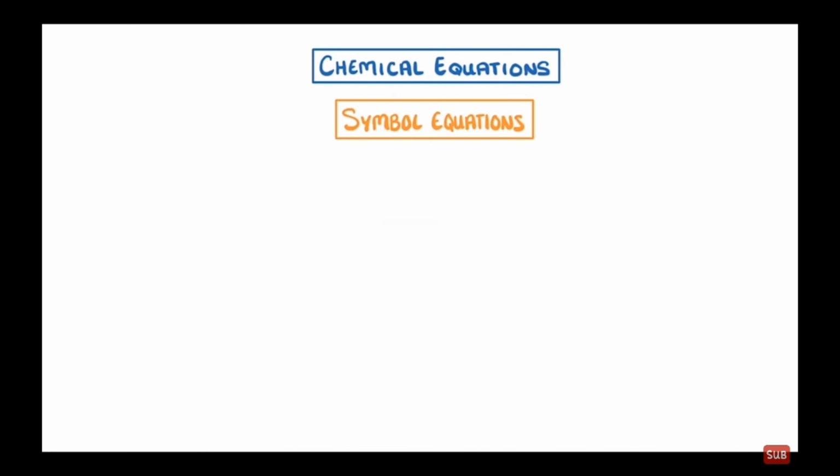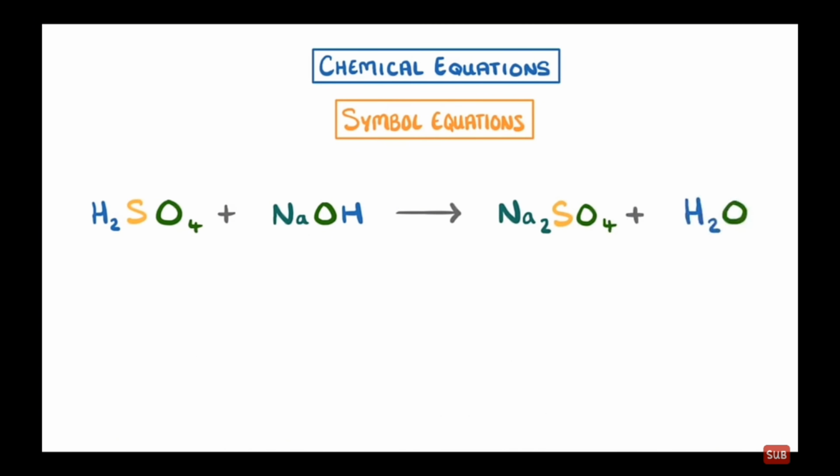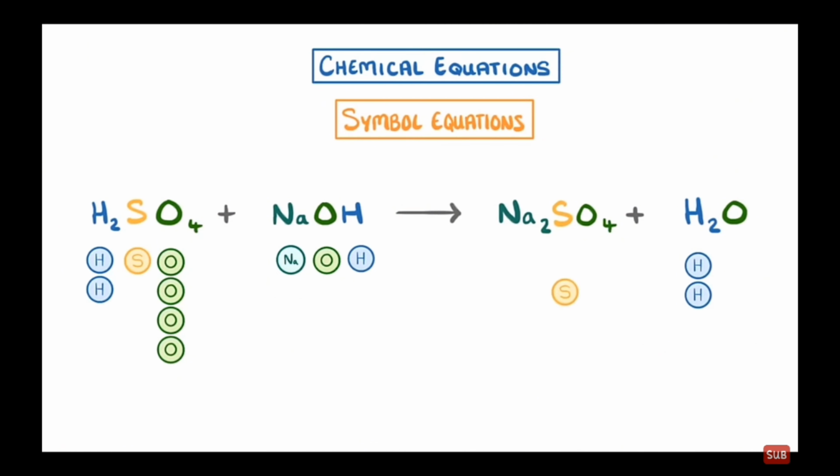Let's quickly try one more example. Sulfuric acid plus sodium hydroxide goes to form sodium sulfate plus water. On the left, we have 3 hydrogens, 1 sulfur, 5 oxygens, and 1 sodium. While on the right, we have 2 hydrogens, 1 sulfur, 5 oxygens, and 2 sodiums.